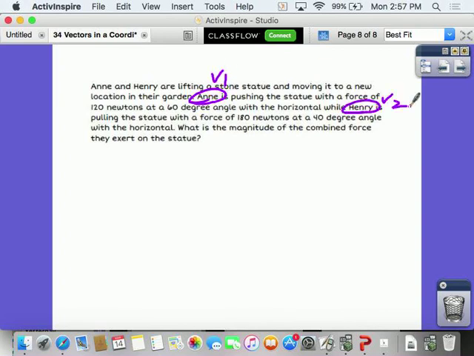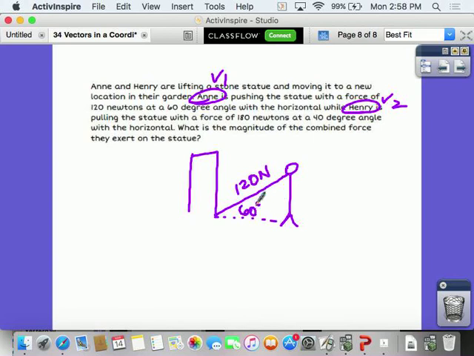Now, I know some of you guys may have never moved in your life, okay? But if you think about it, if you have a statue, clearly, just like when you pick up something really heavy with two people, one person's on one side, one person's on the other side. And she's on one side and she is pushing the statue with a force of 120 newtons at an angle of 60 degrees with the horizontal. There is vector 1. So this is Ann.